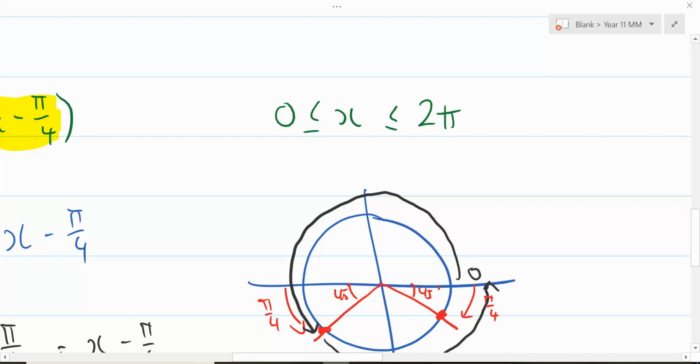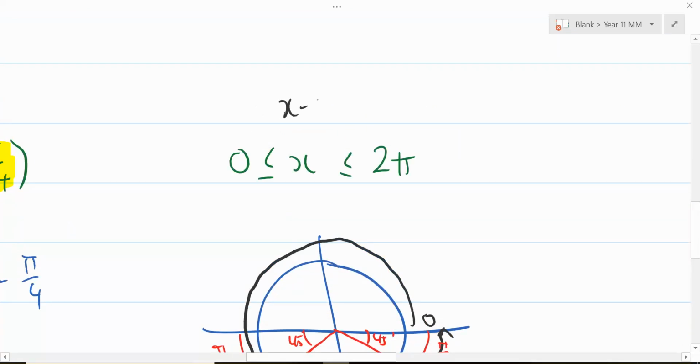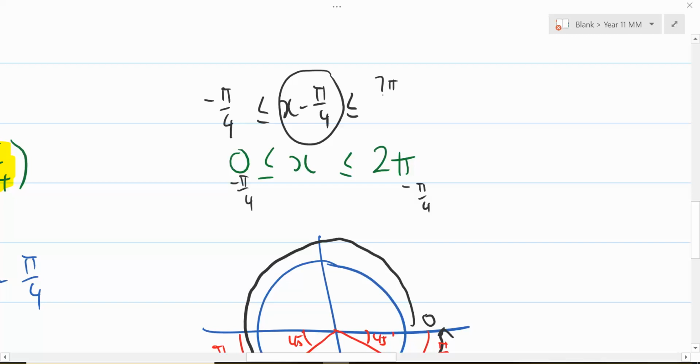Instead of 0 to 2 pi, if you had x minus pi on 4, what you should have done is instead of starting at 0, you should be minusing this by pi on 4, because that's what it says here. Then I should also minus this by pi on 4. Then you'll be starting at negative pi on 4. And then you finish at 2 pi minus pi on 4, which is 7 pi on 4. That's the difference.